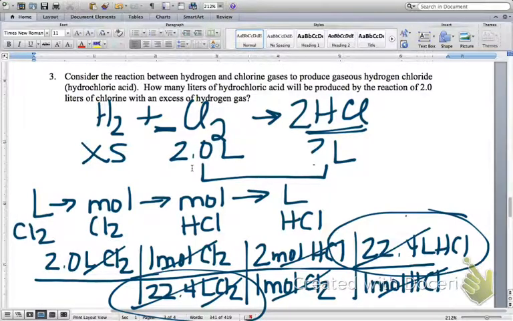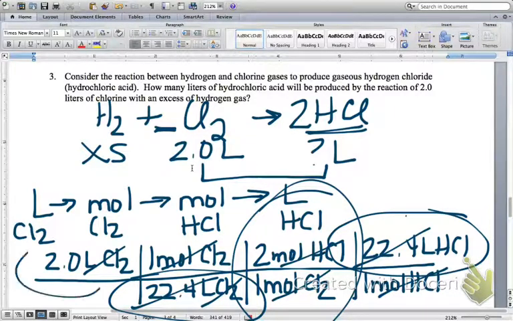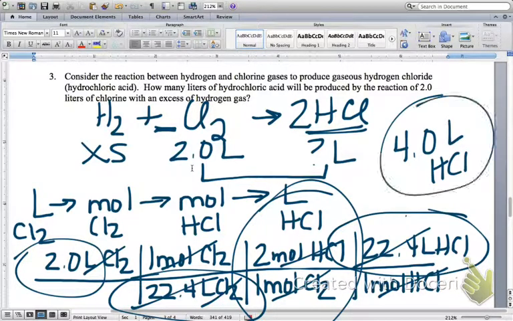So all that really matters in this problem, you guys, is that mole-to-mole ratio. That's all that matters. So this problem actually greatly simplifies. It just becomes 2.0 times 2 divided by 1. And what's 2 times 2? 4. Good. All right, so 2 times 2 is 4. How many significant figures were in the number 2.0? 2. So how am I going to write 4 with 2 significant figures? 4.0, and my units are going to be liters of HCl. Okay?